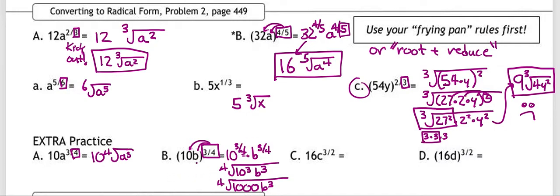There's another way to do this one where you could kick the 4 out right away. So you could kick it out as a 4th root of 10b to the 3rd power. That's another way to do it. You could kick the whole 4 out before you even frying pan it. And then same thing would apply. The 3 powers the 10 and it powers the b, so you get right to this step. So you get to the same move regardless.